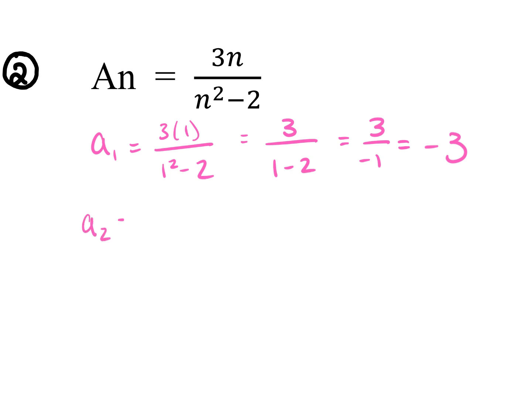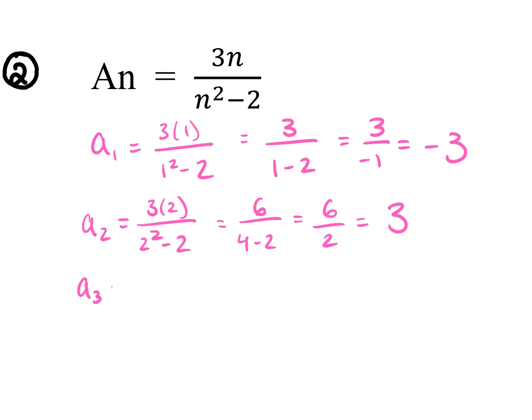We do the same thing to find the second one, but we're going to plug in 2. So 3 times 2 over 2 squared minus 2. So 6 over 4 minus 2, which is 6 over 2, and 6 over 2 simplifies to 3. Do the same thing for our third term, but we're going to plug in 3. So 3 times 3 over 3 squared minus 2. That would be 9 over 9 minus 2. So 9 over 7.